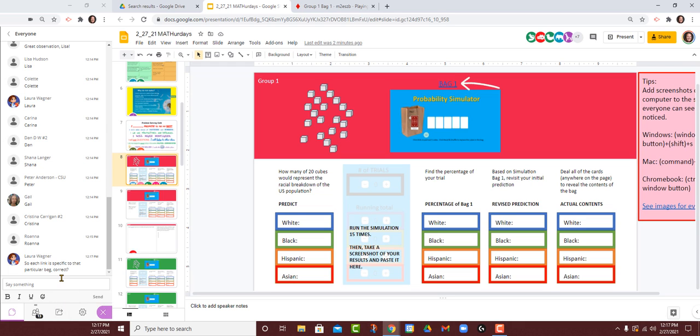Yes, Laura, each link is specific to that bag. But I thought we could kind of figure it out, and as educators think, what we might change in this and how we could use this in the classroom.